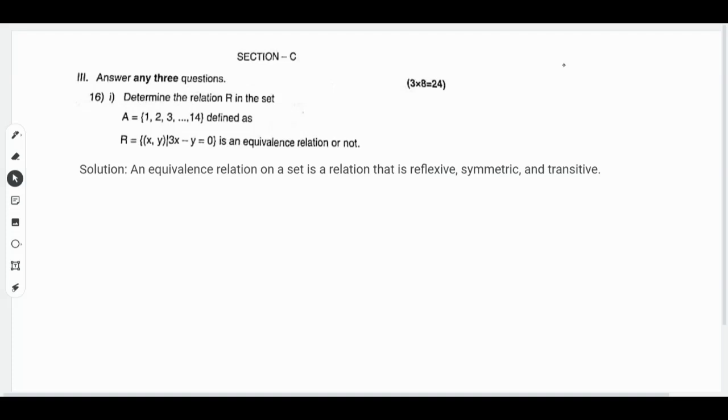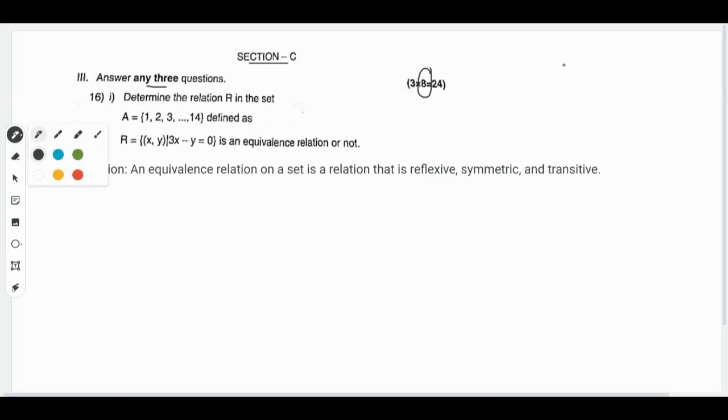I'm here with your question paper 2023 Discrete Mathematical Structure Part 2 Video 2. So here we are going to discuss the questions in the C section. Each question carries 8 marks. We have to answer any 3.